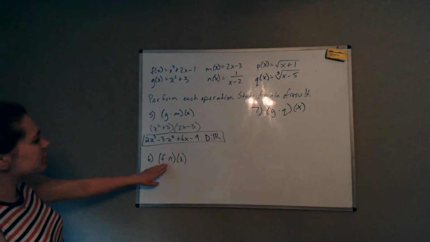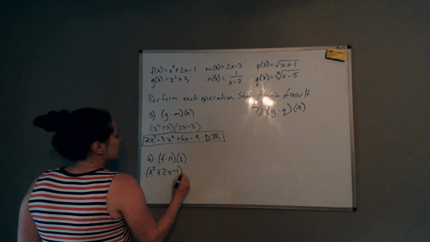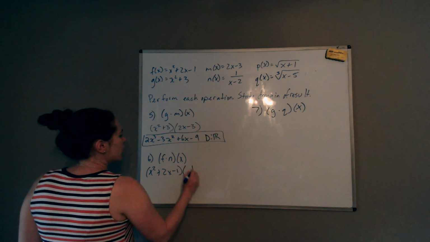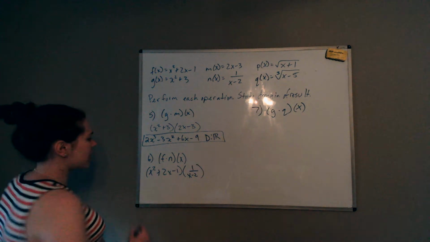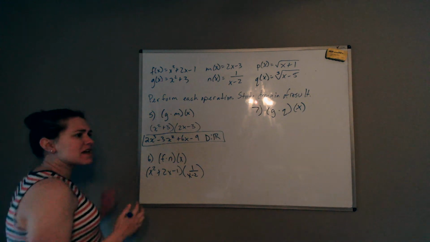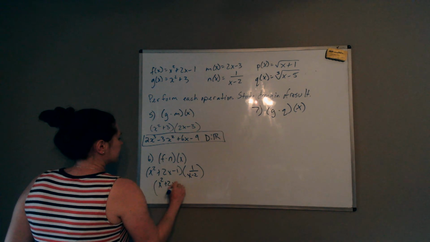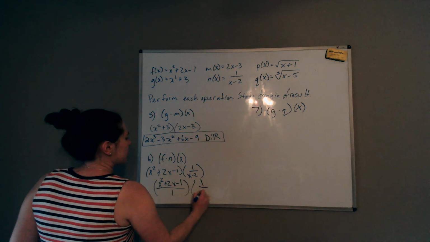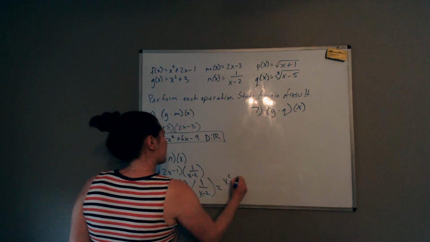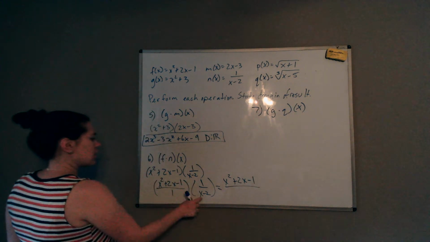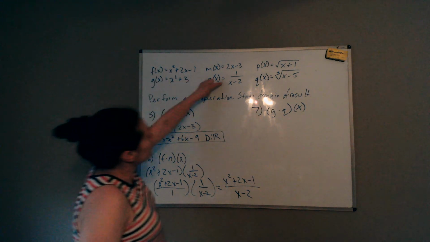Number 6. f times n of x. So we're taking f, which is x squared plus 2x minus 1, and we're going to multiply it by n, which is 1 over x minus 2. So we've got a fraction going on here. Remember how to multiply fractions together. I could take this expression and make it a rational expression by writing it all over 1. Numerators get multiplied together, that's going to give us x squared plus 2x minus 1, over denominators get multiplied together, x minus 2. So it's just this sitting over that.